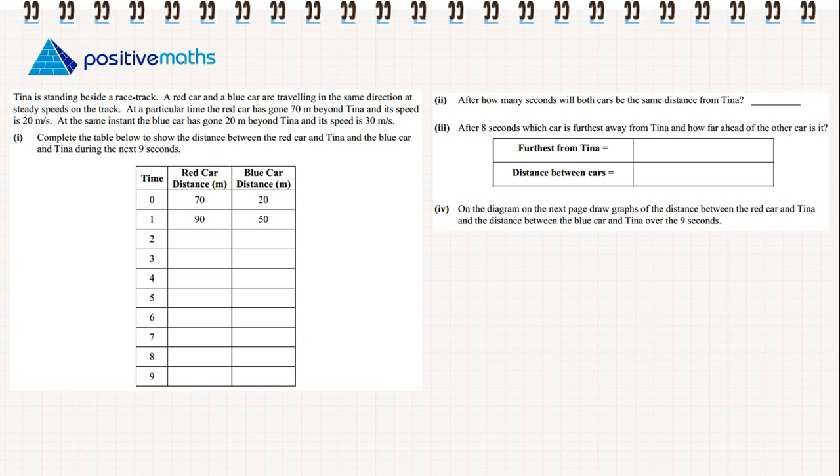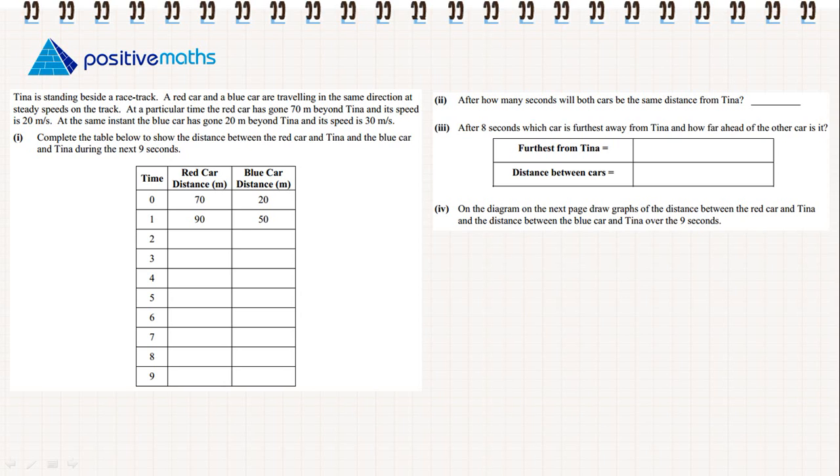At a particular time, the red car has gone 70 metres beyond Tina and its speed is 20 metres per second. At the same instant, the blue car has gone 20 metres beyond Tina and its speed is 30 metres per second. Complete the table below to show the distance between the red car and Tina and the blue car and Tina during the 9 seconds. So the first 2 rows are filled in for us.